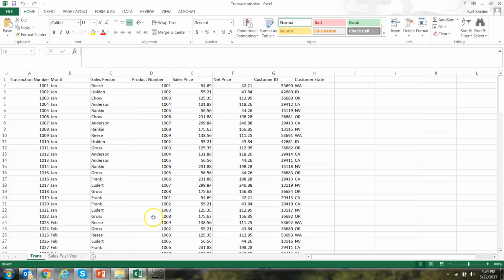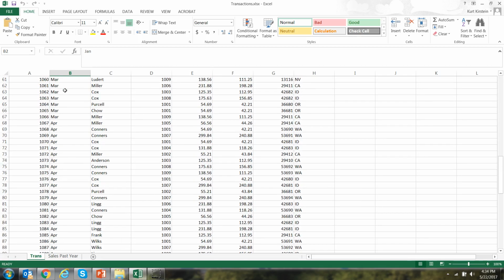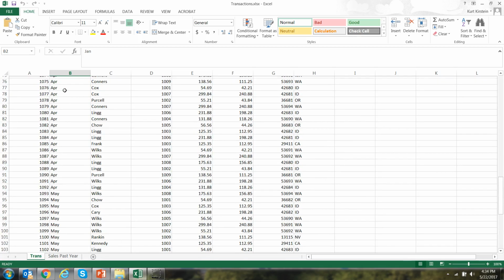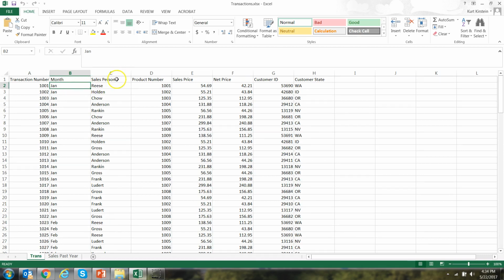It is 125 records. It has 1, 2, 3, 4, 5, 6, 7, 8 columns. Okay, so you have a transaction number. You have a month of sale, which is January through June. You have a salesperson, so you have salespeople that are assigned to each of these transactions. You have a product number. What product number did the customer buy? And those change throughout the entire file.